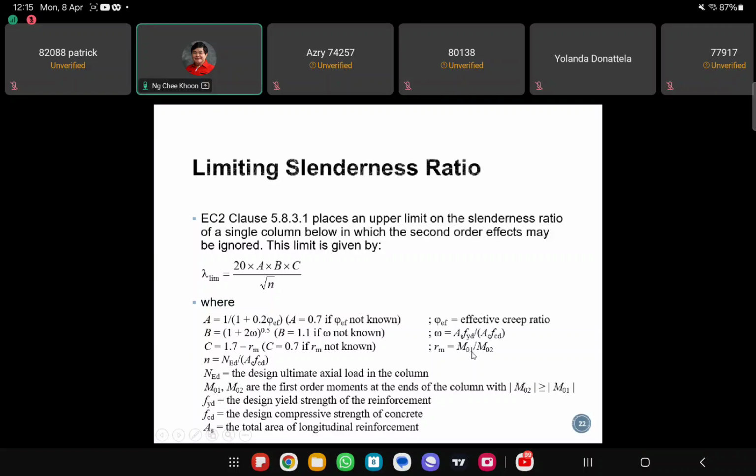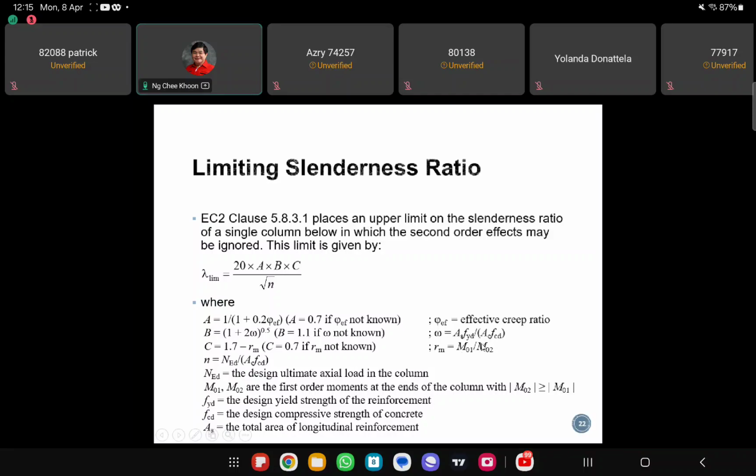So you have M01. Normally M01 we put as the lower end of the column, and the M02 will be the first order moment at the top end of the column normally. Okay. So normally the magnitude of moment M01, this is the larger magnitude, and then this is the smaller magnitude of the column. So one moment is at the upper end of the column, the other moment is at the lower end of the column, right?